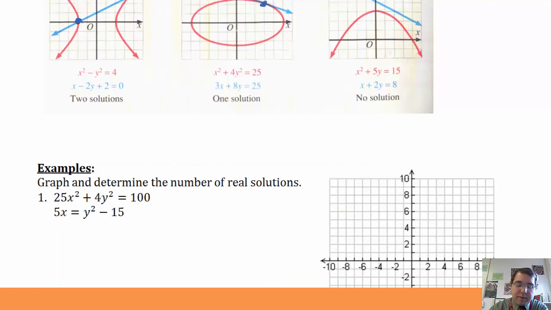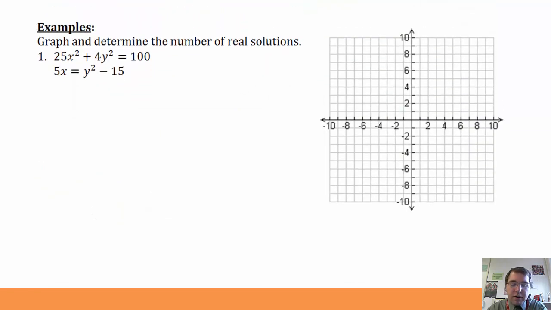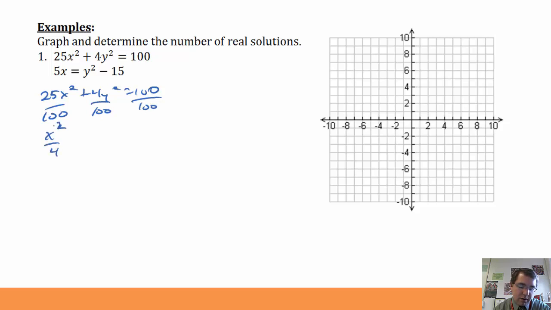So we'll do a couple of examples. Graph and determine the number of real solutions. So I've got 25x squared plus 4y squared equals 100, and then 5x equals y squared minus 15. Graph each of them separately. So let's take 25x squared plus 4y squared equals 100. If I divide both sides by 100, I'll notice that I have an ellipse, x squared over 4 plus y squared over 25 equals 1. An ellipse where a is 5 and b is 2. And it's going to be vertical.